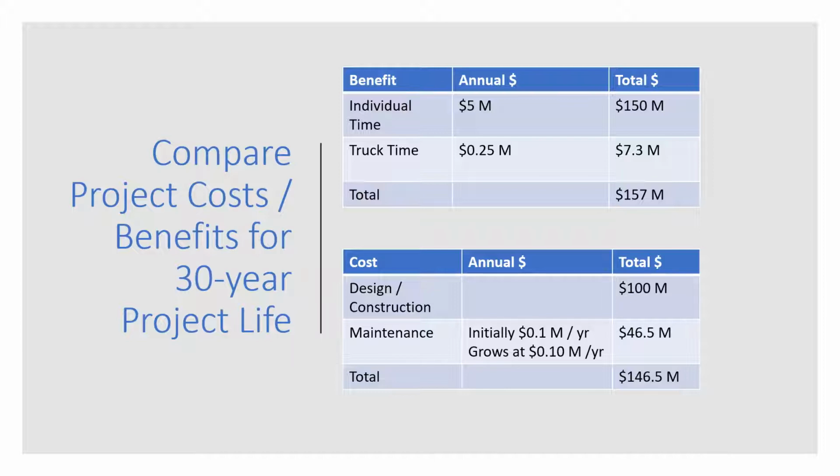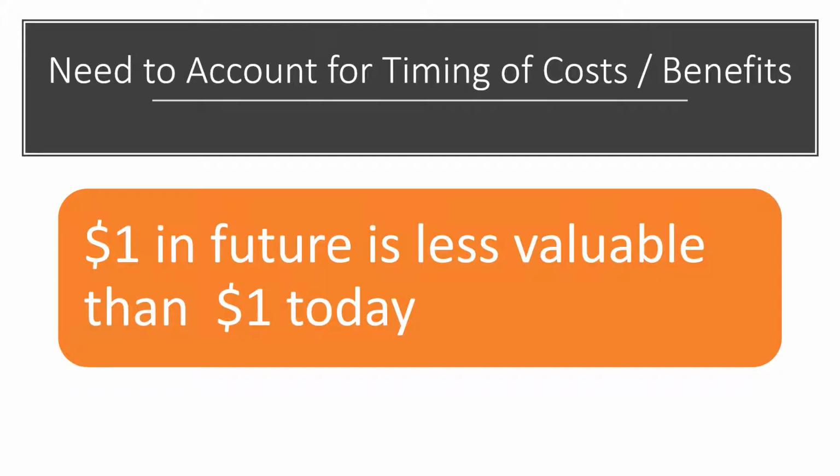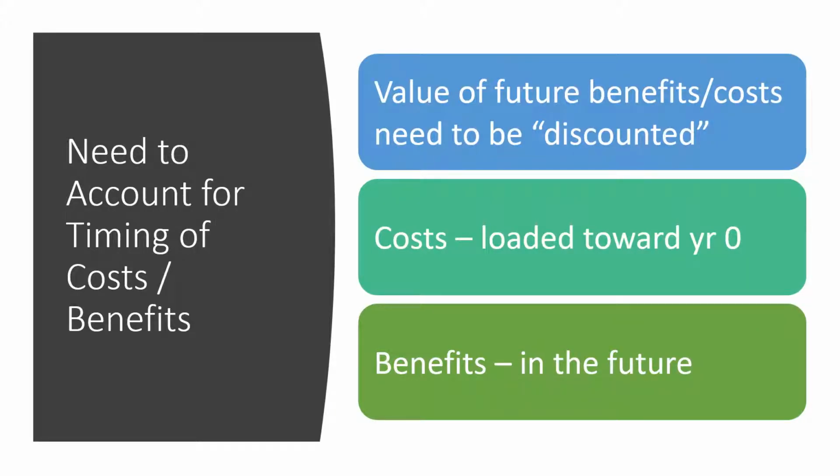And you also likely need to compare other alternatives. So let's look at what I'm talking about. For example, you need to account for the timing of costs and benefits. And it's the case that $1 in the future is less valuable than $1 today. That may not seem obvious to you. You might think, well, if I have $1 today, or $1 30 years from now, it's still $1 and it doesn't really matter. But when you start comparing them, you're really comparing apples and oranges. We're going to talk a little bit more about that in a future lecture. This just says that the value of future benefits and costs needs to be discounted.